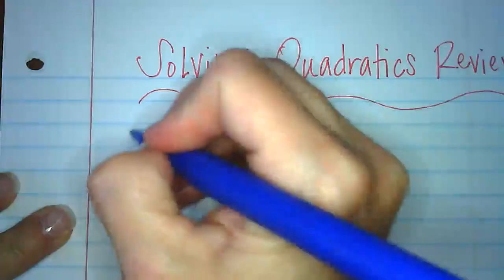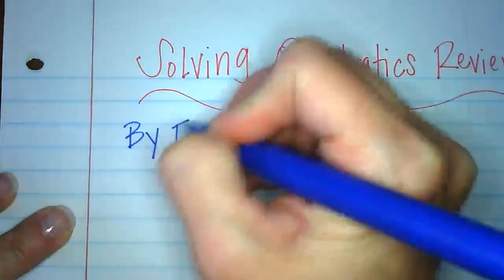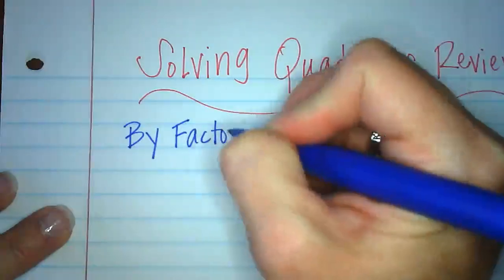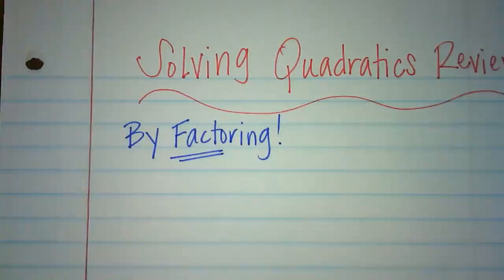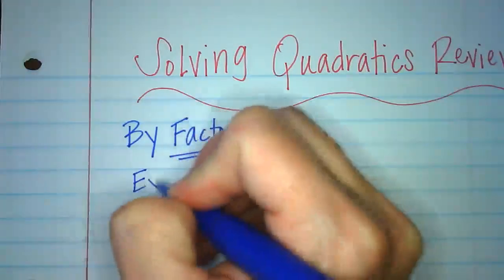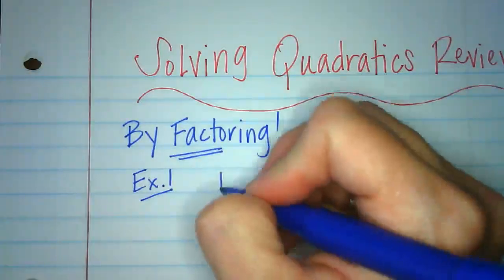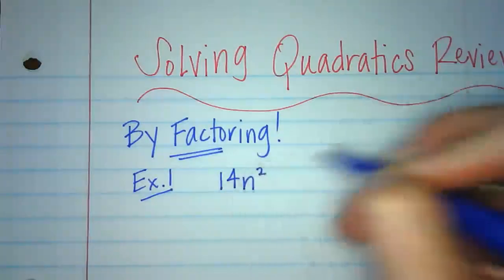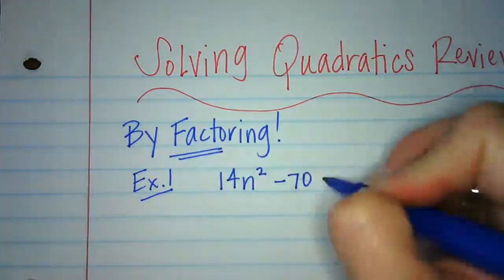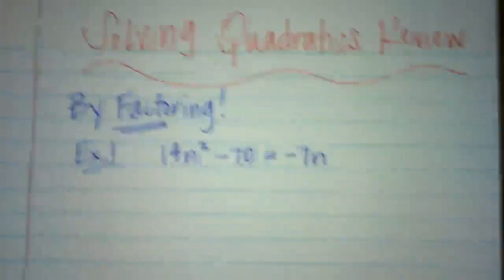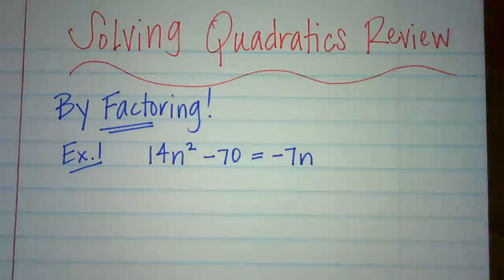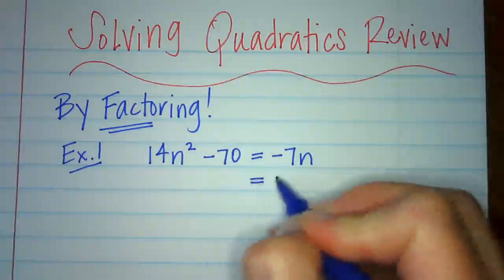So by factoring. Factoring is a great way to solve, but you have to be able to factor the quadratic. So for example 1, here we go. Example 1. Let's say we had 14n squared minus 70 equals negative 7n. When we solve by factoring, first thing that we have to do is get the equation set equal to 0. So we need this to equal 0 on this side.